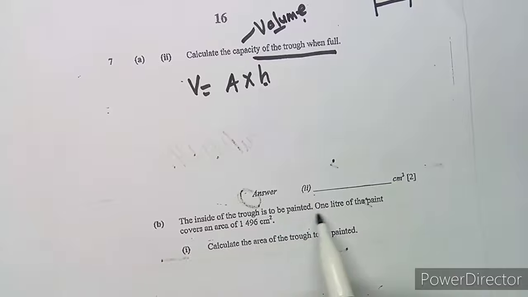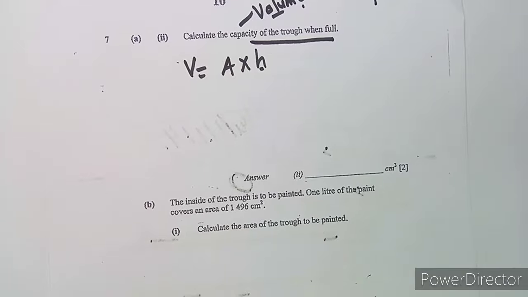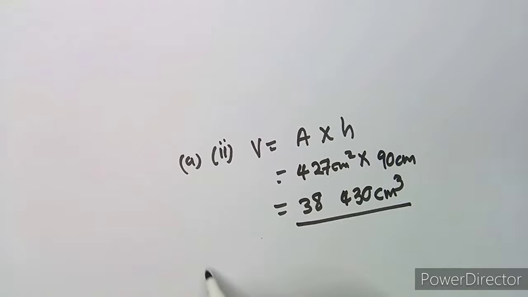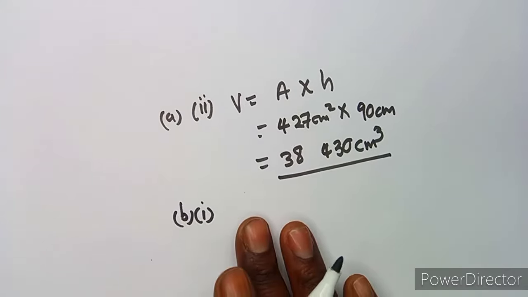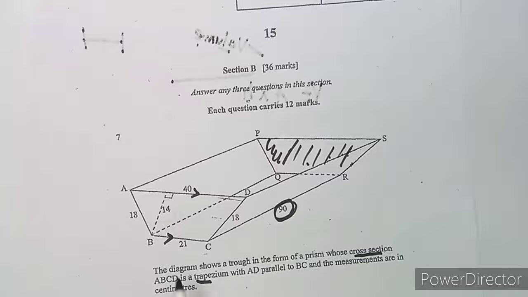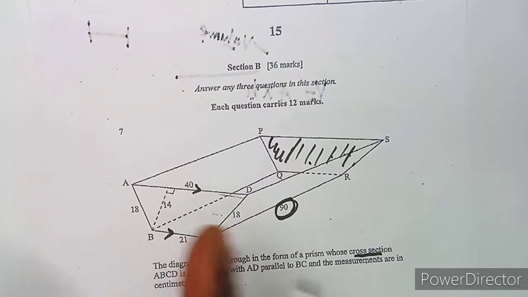Then the inside of the trough is to be painted. 1 liter of paint covers an area of 1,469 square centimeters. Calculate the area of the trough to be painted. Okay, this is a trough that we are talking about. So the first item on item 2, which is B, item 1, is just to calculate the area that is to be painted. A trough is always open on top. So definitely the area to be painted is this side, because this trapezium is inside the trough.